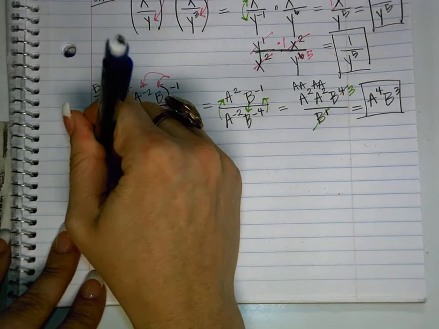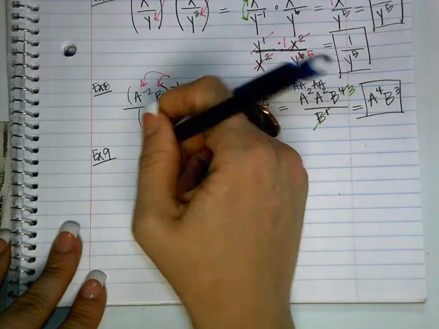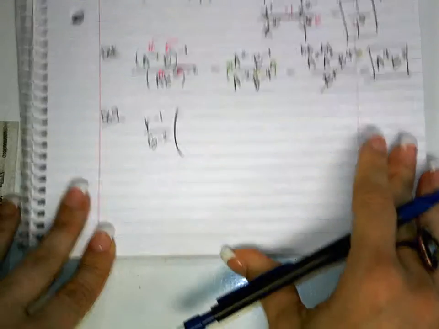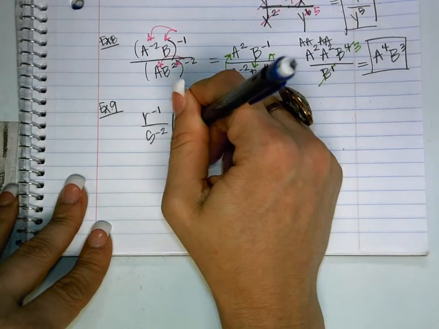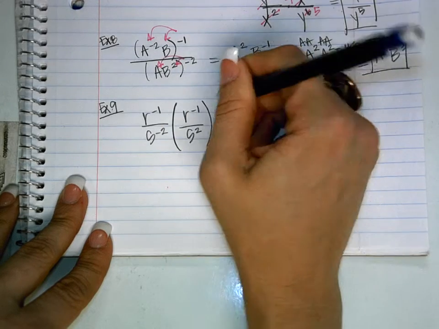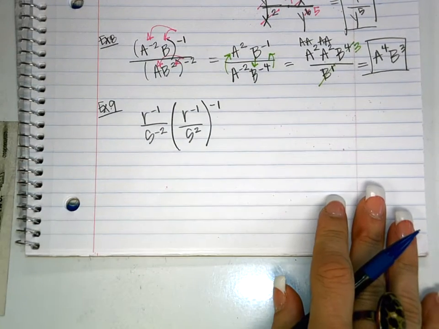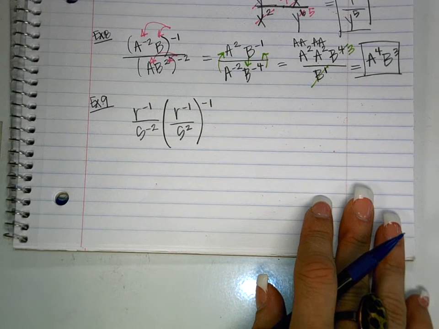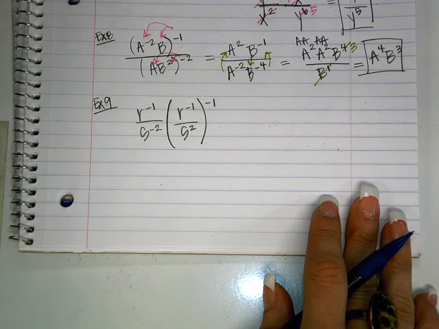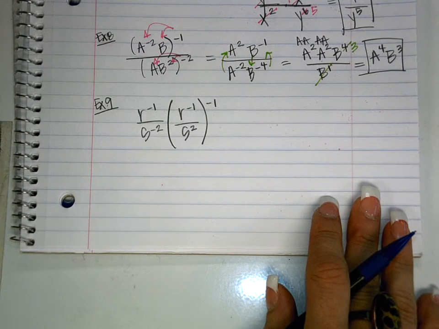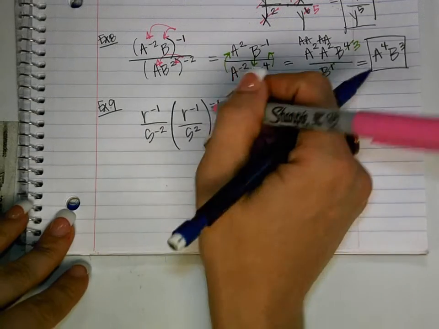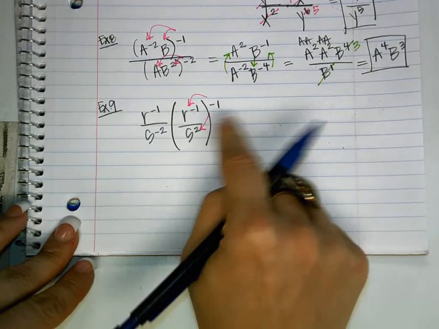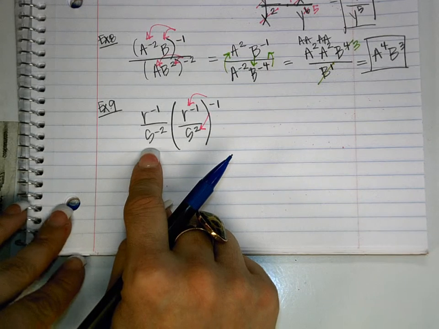Okay, and then last one, I'll give you some time to work. Last one, I want you to do r to the negative 1 over s to the negative 2 multiplied by r to the negative 1 over s squared, all raised to the negative 1 power. This negative 1 outside is going to multiply to both the numerator and denominator. It does not go to this first one because it's not in the parentheses.